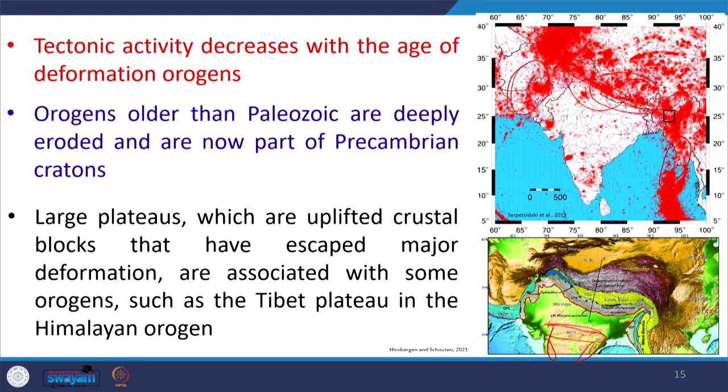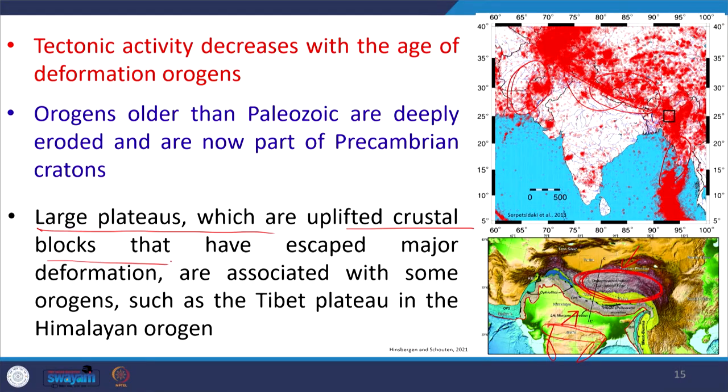However, large plateaus, which are uplifted crustal blocks that have escaped major deformation, are associated with some orogens, such as the Tibetan plateau in the Himalayan orogen. So we have the Tibetan plateau here, the Indian plate which is moving in this way, and the Eurasian plate which is moving this way, and due to this docking effect the Tibetan plateau is uplifted, and it is not undergoing any major deformation because it is above the deformation level. So that's why these plateaus are uplifted crustal blocks that are part of this collisional orogenic system. This cratonic system is divided into different segments: the shield, the platform, the collisional mountain belt, the plateaus, and so on.